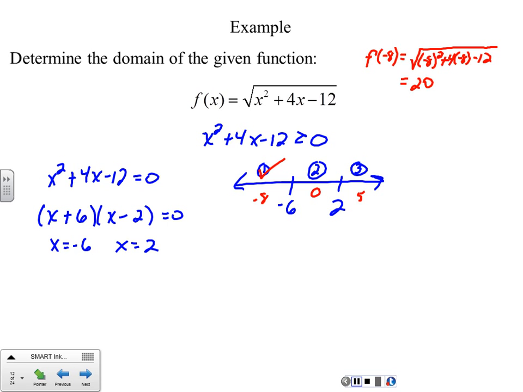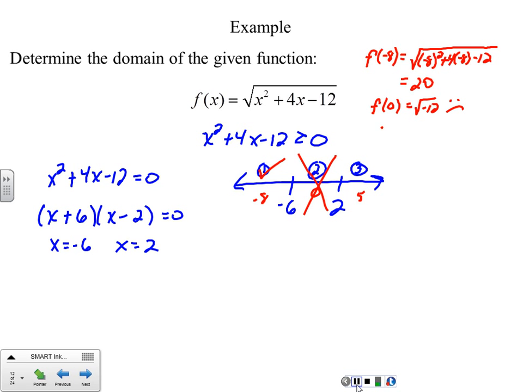So we're building our domain. Now we've got a whole bunch more numbers in our domain, right? Okay? What about segment 2? Let's find f of 0. What are you going to get? Square root of negative 12. Bad. No good. So nothing in between negative 6 and 2 will work. None of those numbers will work. You can throw those out of your domain.